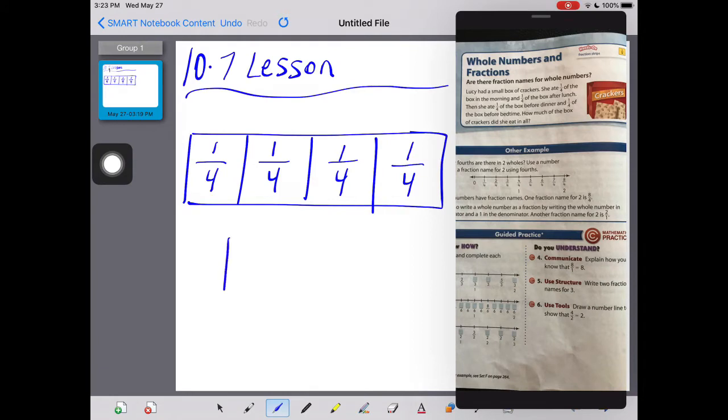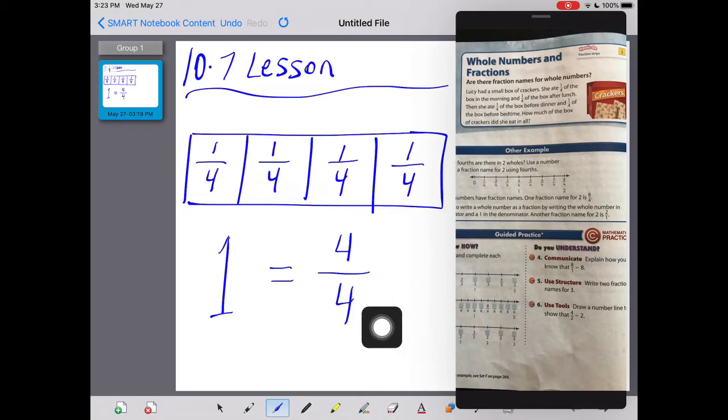So we could say 1 whole box is equal to 4/4. When you see the numerator match the denominator, that means you've got the whole thing. Remember, the denominator tells you how many equal parts there are in one whole. There's 4. And if the numerator says 4 parts, then you have all 4 out of the 4 parts of the whole. So therefore you have the whole thing.